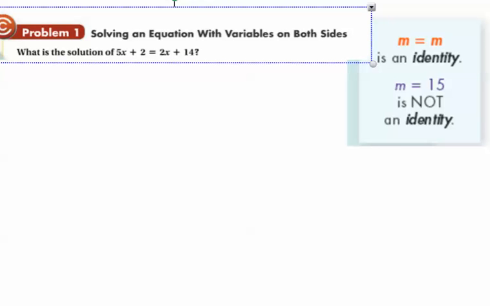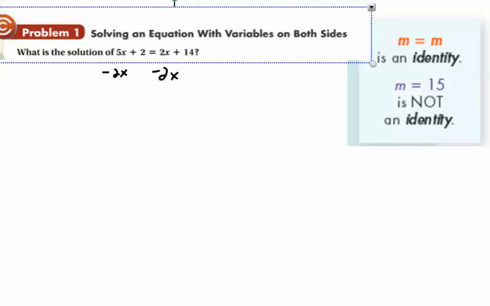Okay? So when you have variables on both sides, what I tell people is you deal with the variables first. So you do not have like terms. 5x and 2x are not like terms. What they are is they're on opposite sides of the equal sign. So what you want to do is bring the smaller variable to the bigger variable. So who's smaller, 5x or 2x? 2x's. So I'm going to subtract 2x from both sides.